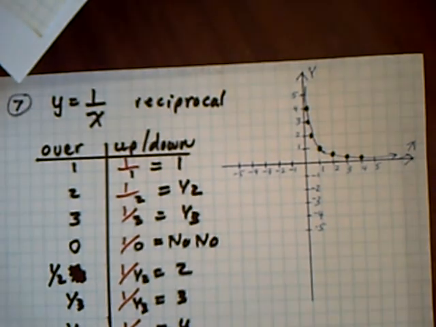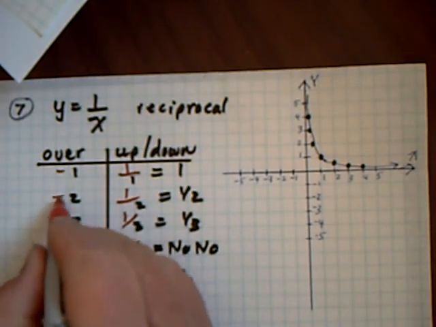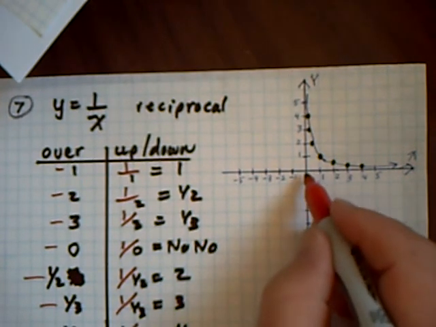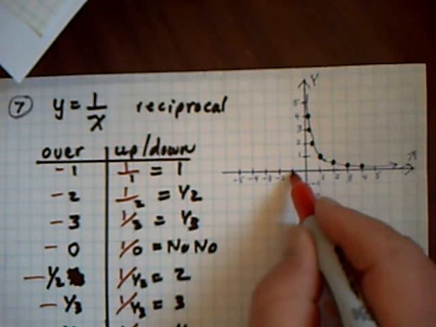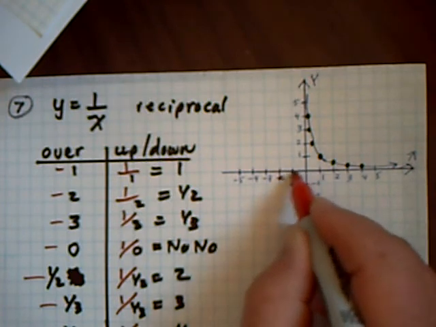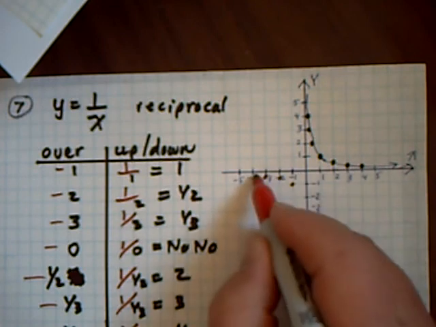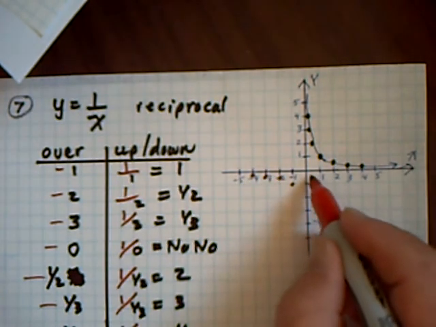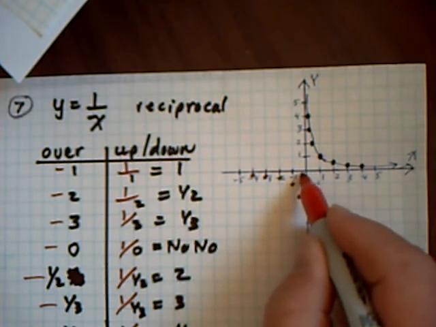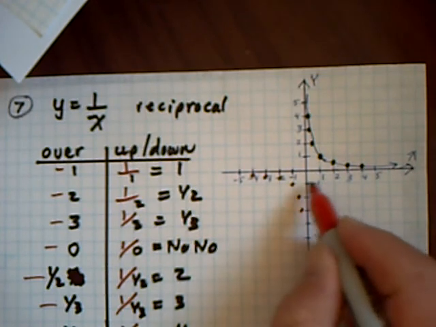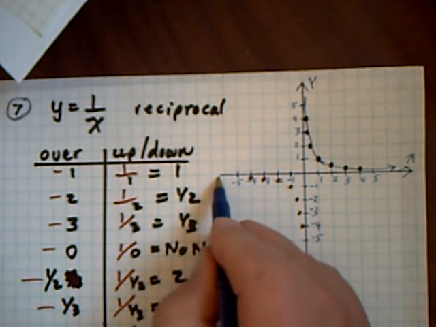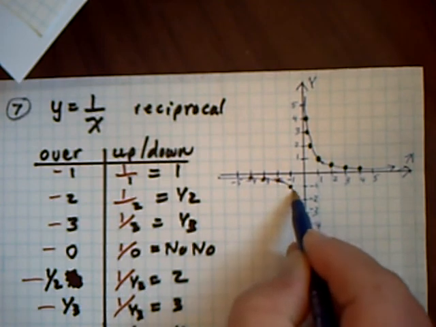Now the same thing works if you put in a negative sign and go to the left for each one of these. Then what's going to happen is if you go to the left 1, you're going to go down 1. Left 2, you go down a half. Left 3, you go down a third. Left 4, you go down a fourth. Left a half, you go down 2. Left a third, you go down 3. Left a fourth, you go down 4. So you get another side to the equation that looks like this.